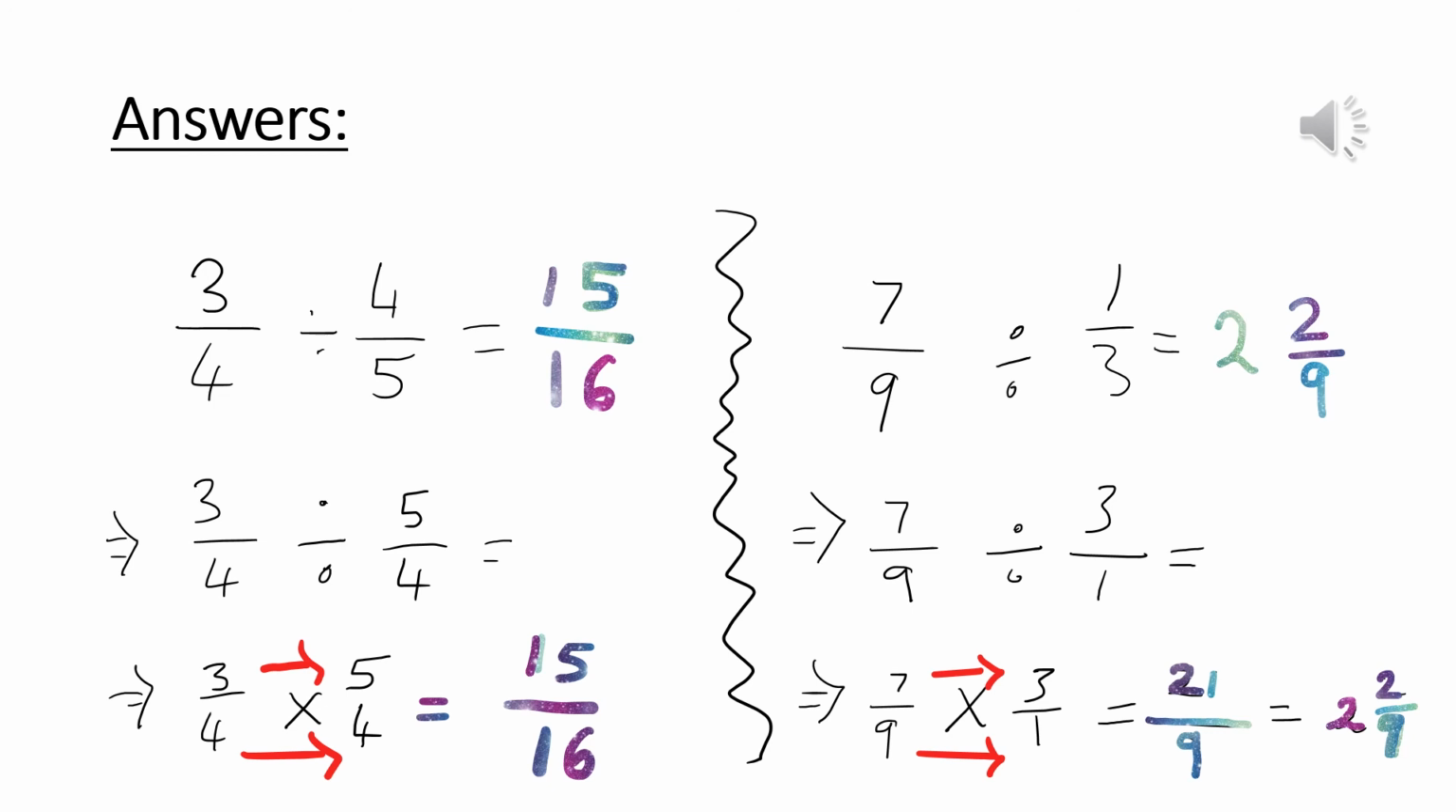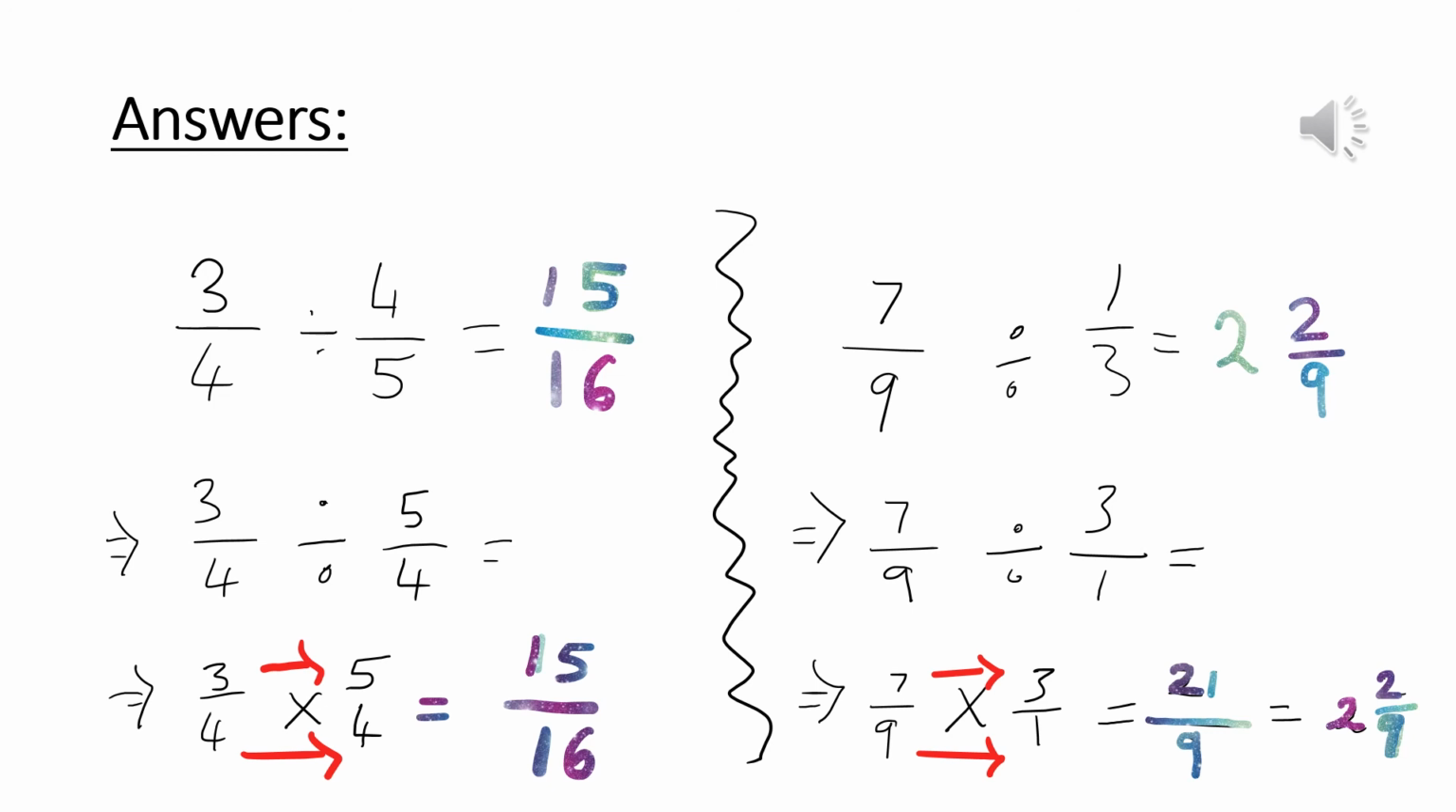Let's have a look at the next one. 7/9 divided by 1/3. The answer was 2 wholes and 2/9. Let's see what we did here. We flipped, so the 3 and the 1 changed places, and then we multiplied across. 7 times 3 was 21, and 9 times 1 was 9. Now that is the answer, 21/9. But we can simplify, and so we did.